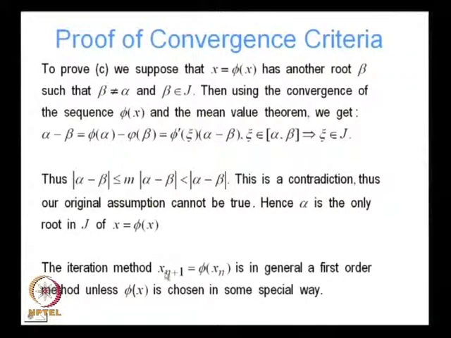The iteration method x_{n+1} equal to phi(x_n) is in general a first order method, unless phi(x) is chosen in some special way. What do I mean by a first order method? That means that the order of convergence is normally first order, unless there are some special conditions on phi(x). We know that Newton-Raphson is a second order method, while the secant method we found was not really a first order method. It had an order somewhere between 1 and 2, something like 1.6, right.